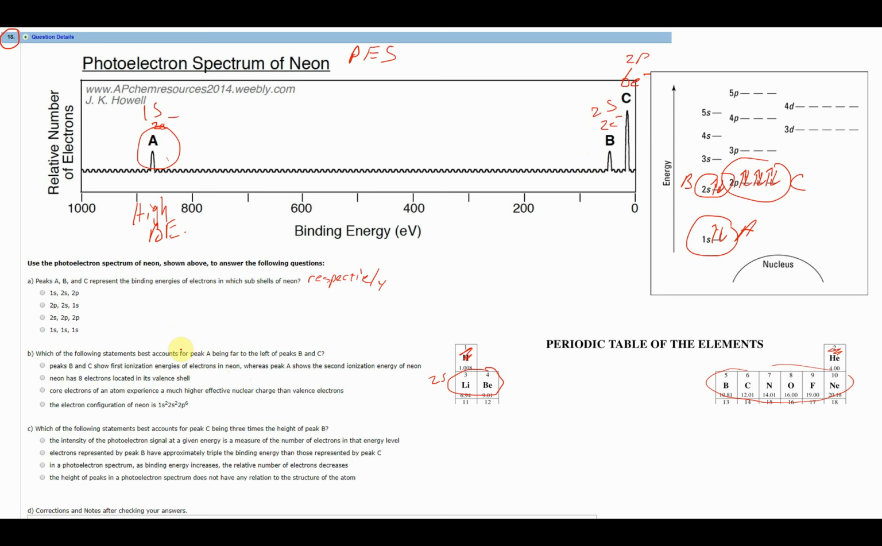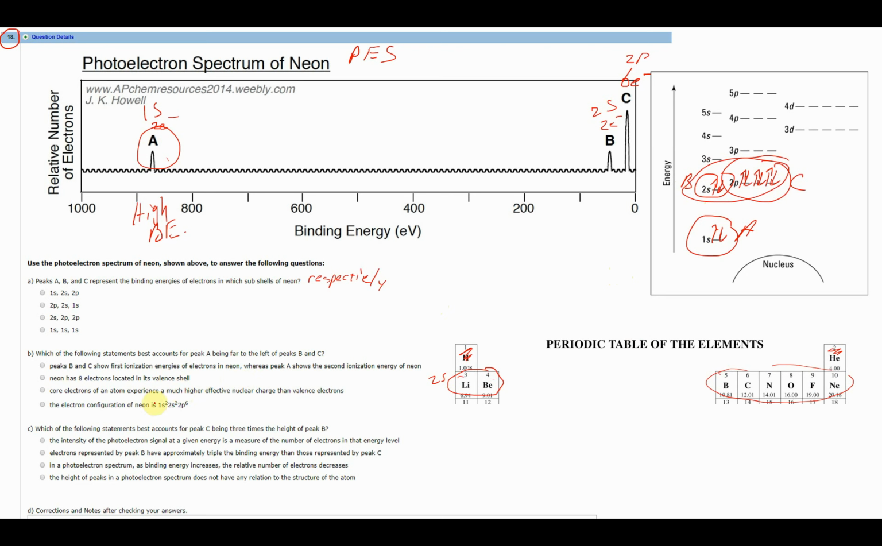In the second one, neon has 8 electrons located in its valence shell. That's flat out not true, by the way. We know that, well, actually, no, it is true. There are 6 electrons in the second energy level, right, which we could also find here. 1, 2, 3, 4, 5, 6, 7, 8. So that one's true, but it's not the correct answer. So the second one's out.